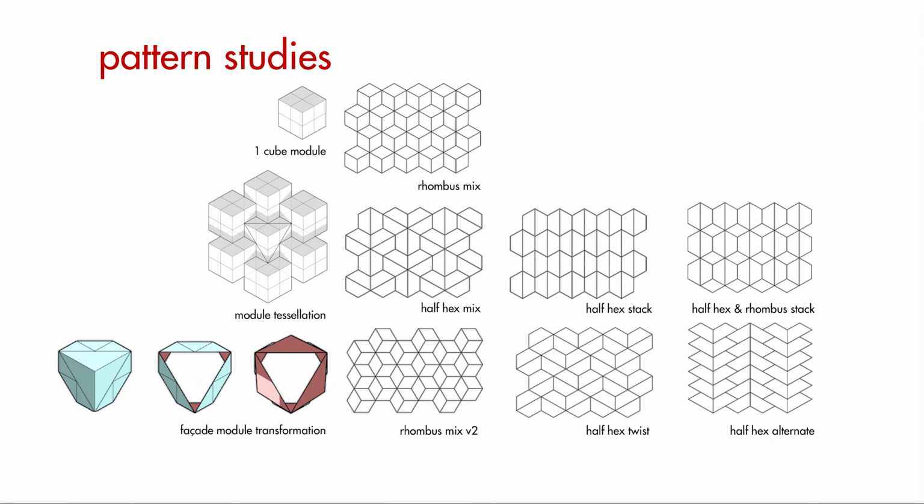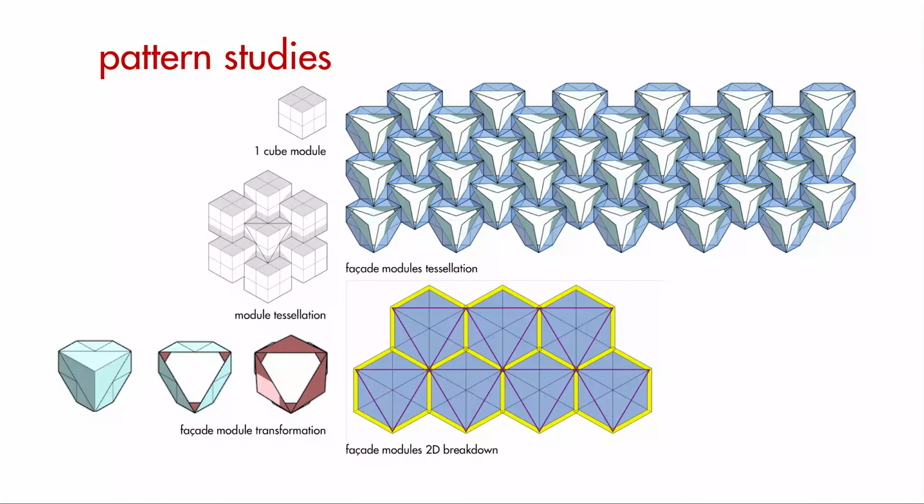So, I tried to study the pattern from the facade modules with rhombus and half-hex shapes, but in order for me to retain the conceptual shape of triangle, as the network of triangulation is stronger and firmer, I tried to extract the 2D vertices from a plan view of my facade modulation and break it down into two iterations.